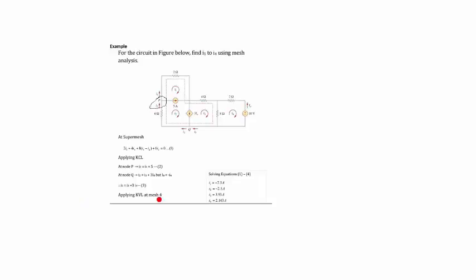Once we have all four equations, what we have to do is to solve equations 1 to 4 using any of the methods that is convenient to you. You should be able to get I1 as minus 7.5, I2 as minus 2.5, I3 as 3.93, and I4 as 2.143. So this is the mentoring session that I had prepared for us today.